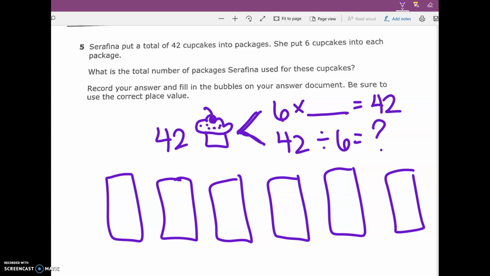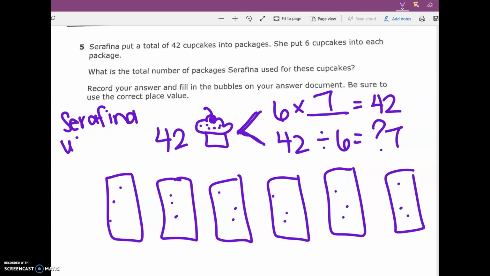If you use your strategy because you don't know your math facts yet, you could just draw 1 in each one. 1, 2, 3, 4, 5, 6, 7, 8, 9, 10, 11, 12, 13, 14, 15, 16, 17, 18, etc. And when you get down to it, the number that is the correct packages we're looking for is 7. So let's write it down: Serafina used 7 packages. Period. Ta-da!